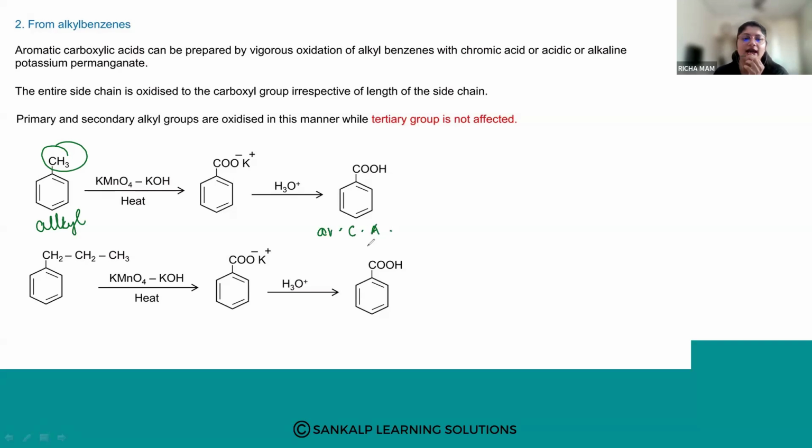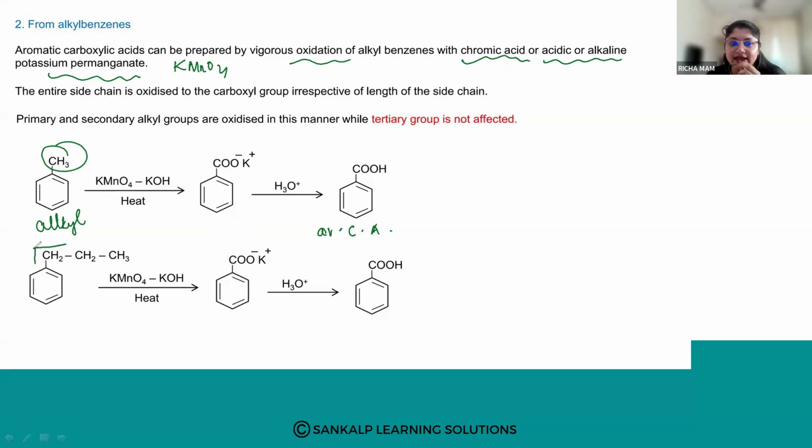So what is the medium you are going to use? Either you can use chromic acid, or you can use acidic or alkaline potassium permanganate. So these are the oxidizing agents which you can use. We are going to do oxidation. So first it is going to convert into its salt form, in its carboxylate form. So here potassium benzoate is formed. Then on further hydrolysis, you get benzoic acid.